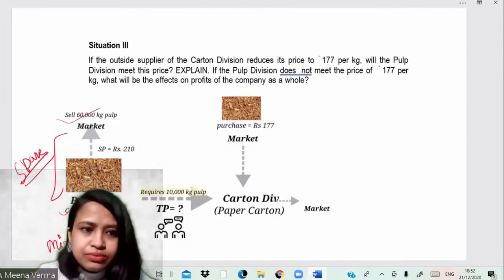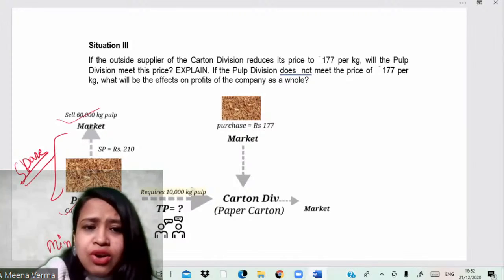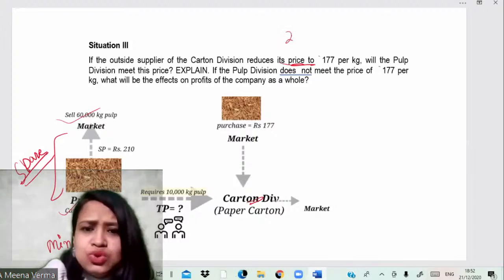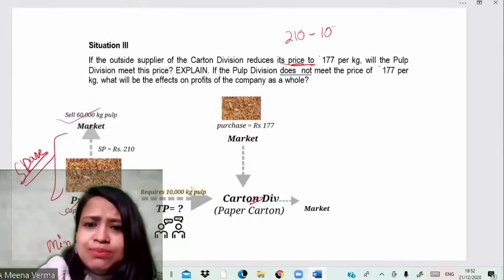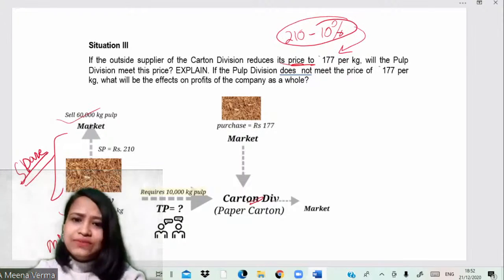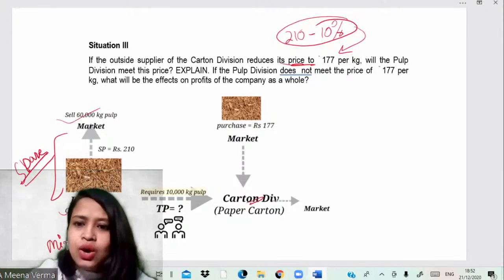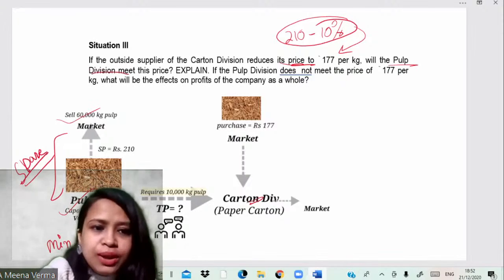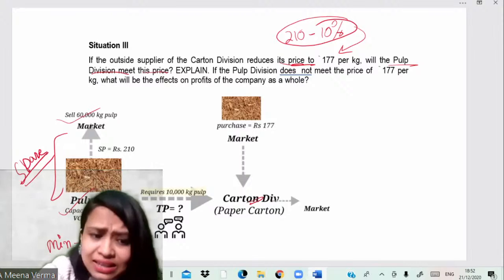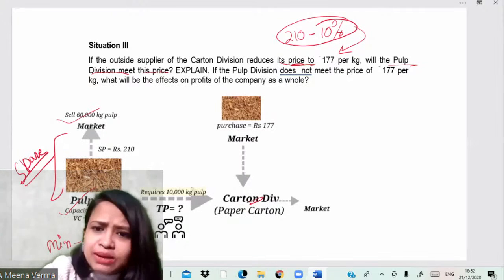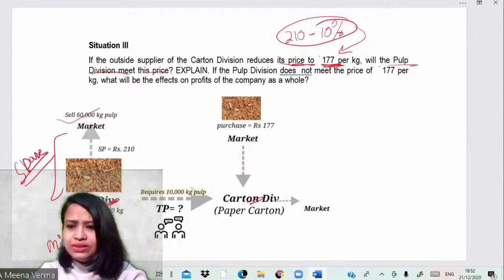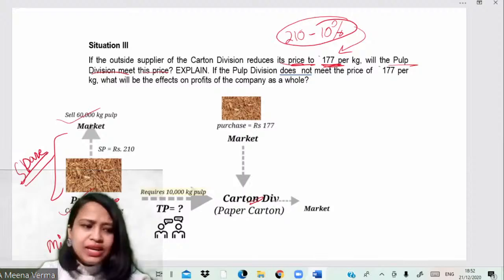Okay. Now, if the outside supplier of the carton division reduces its price, previously what was the price? 210 minus 10%. Now they have reduced the price to rupees 177 per kg. Will the pulp division meet this price? Is it possible for them to supply this product at rupees 177? Tell me yes or no.